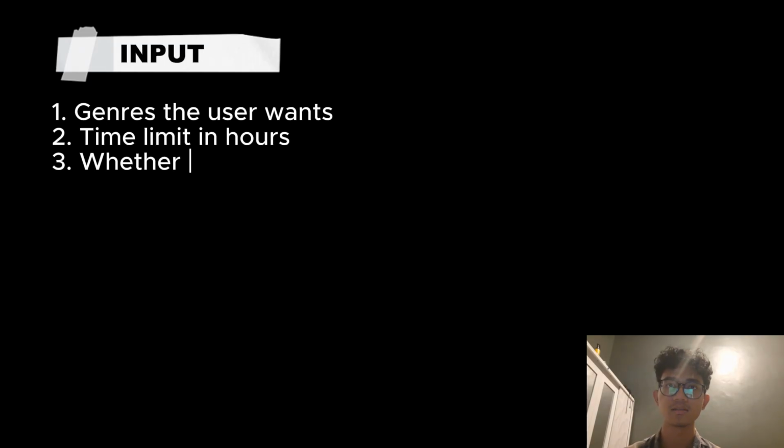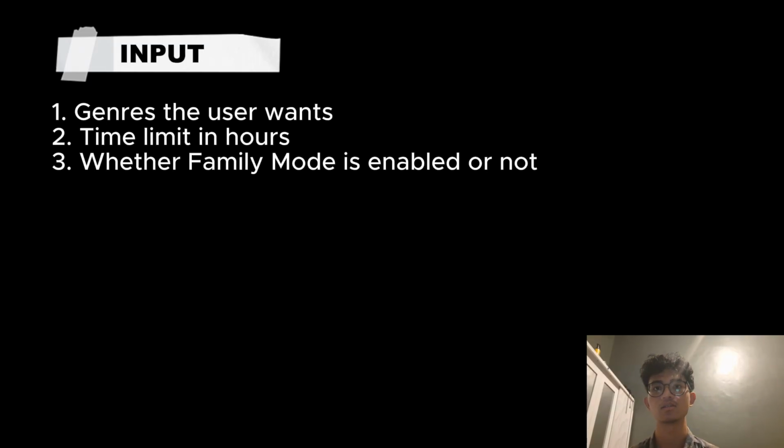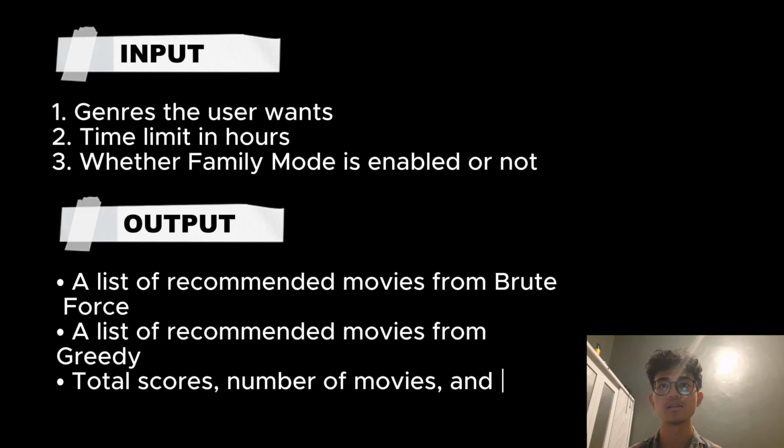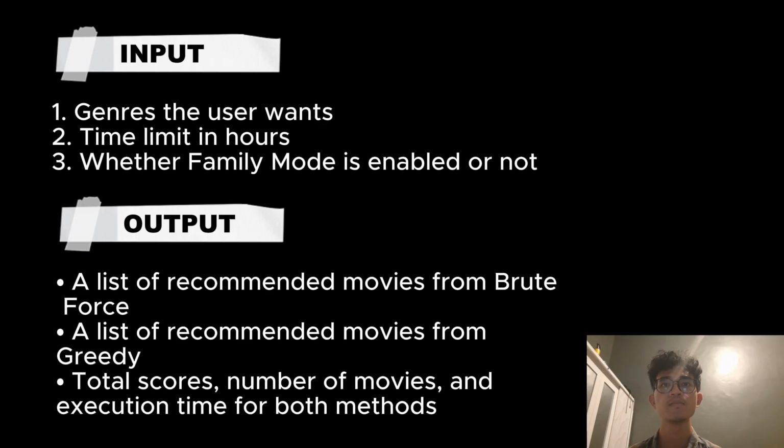There are three different inputs that we use in this system. First is the genre the user wants, then the time limit in hours, and the last is whether family mode is enabled or not. And the output will be a list of recommended movies from the brute force algorithm, then a list of recommended movies from the greedy algorithm, and the last is total scores, number of movies, and execution time for both methods.